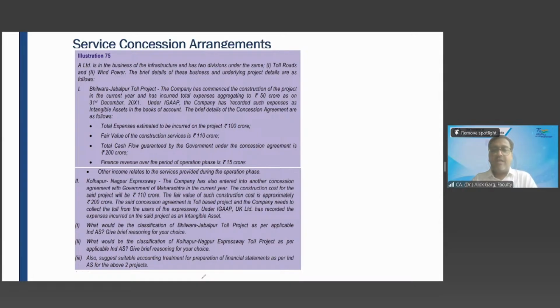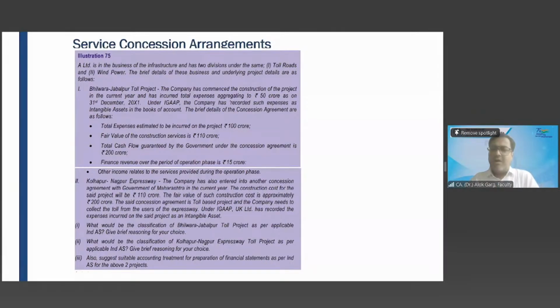On this Bhilwara Jabalpur project, the question gives you a cost of 100 crores. Fair value of the construction service is 110 crores. Total guaranteed cash flow over the concession period is 200 crores. Finance revenue over the operation phase, not the construction phase, is 15 crores. And the other income, also relating to the services provided during the operation phase, is also given. This is what is given in the question.